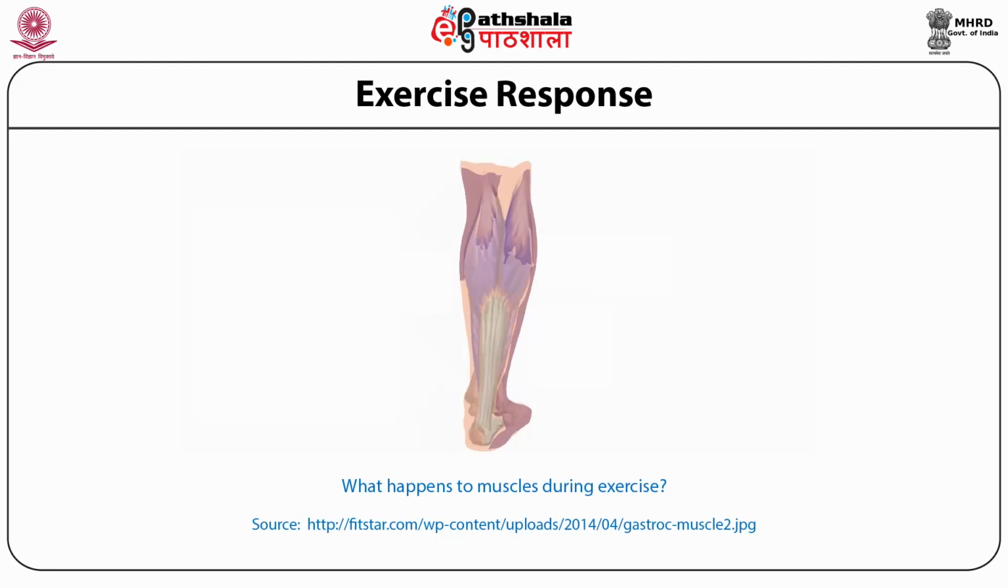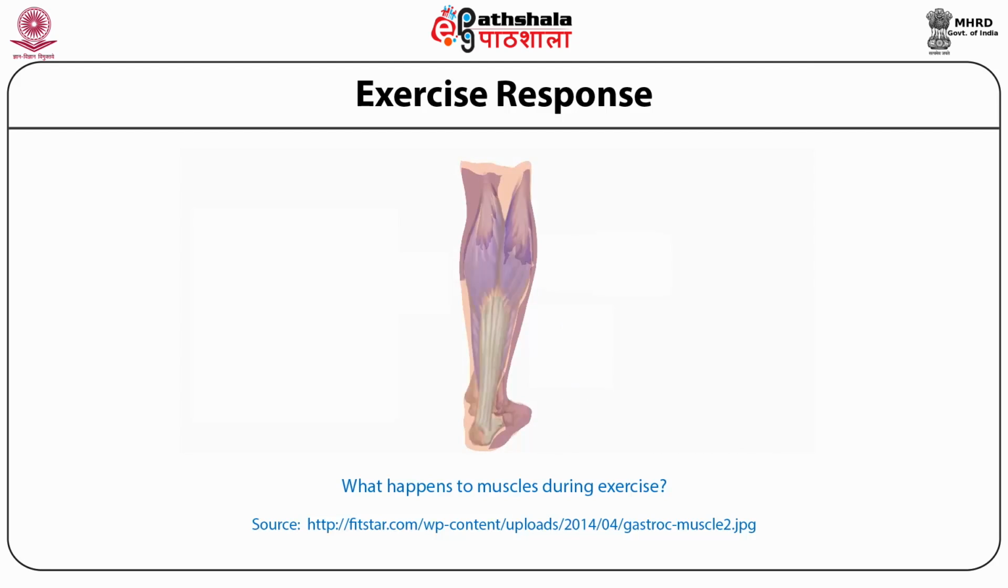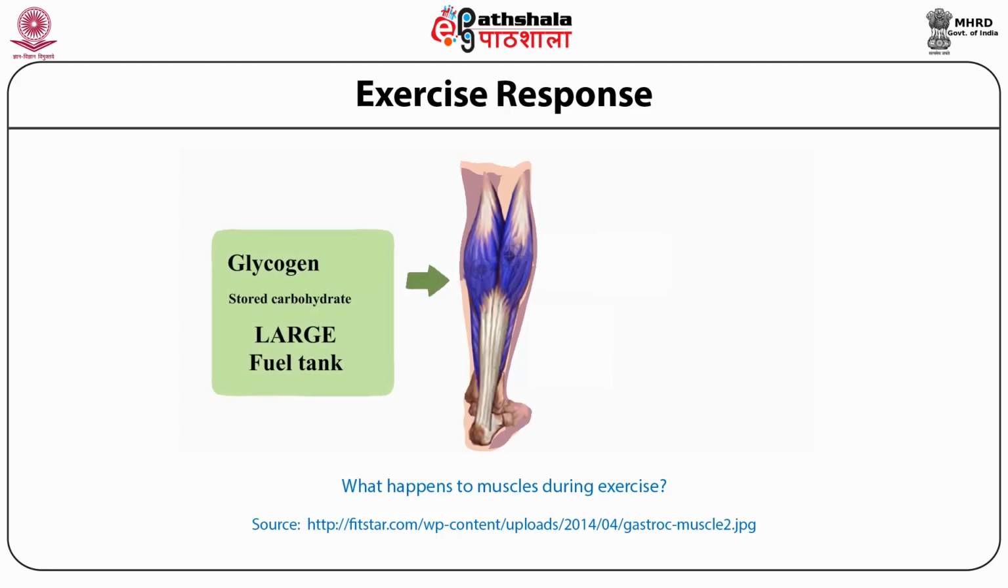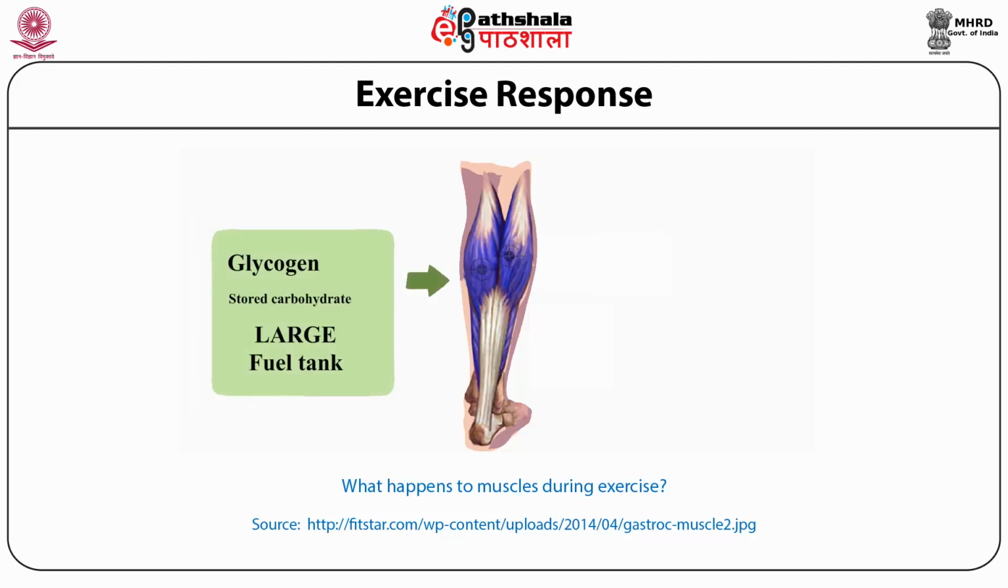Now let's have a look at the impact on the muscle and how it responds during exercise. There is a change in the carbohydrate, a change in the fat, as well as a change in the stored protein, as shown here in the muscle tissues, and triglyceride and glycogen levels.